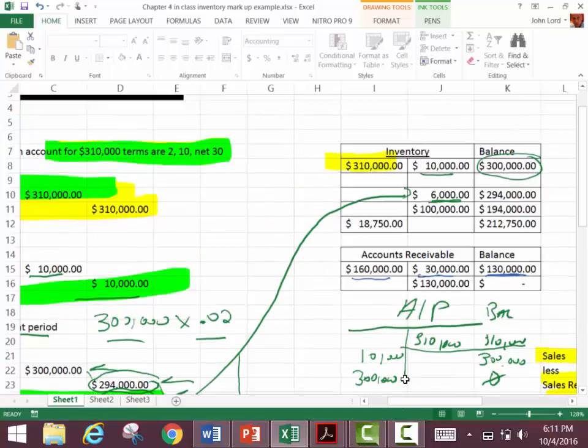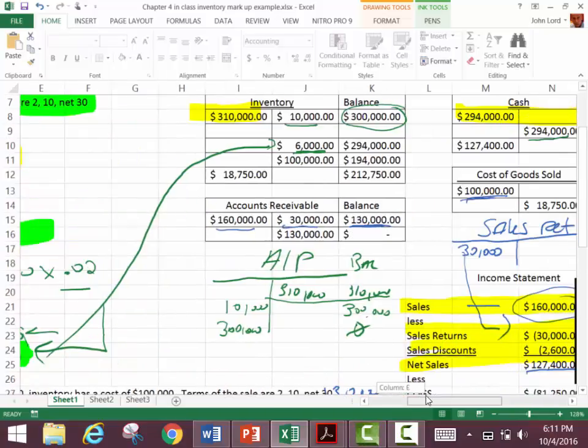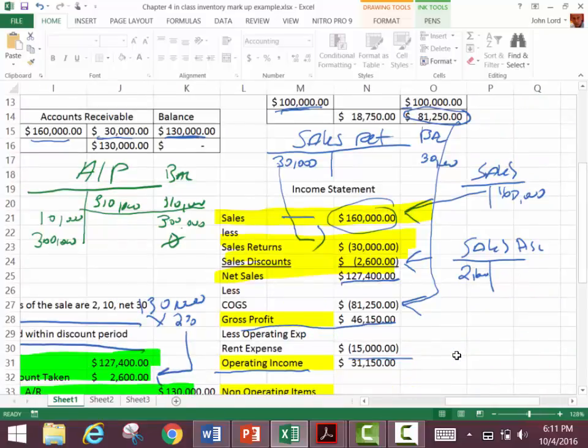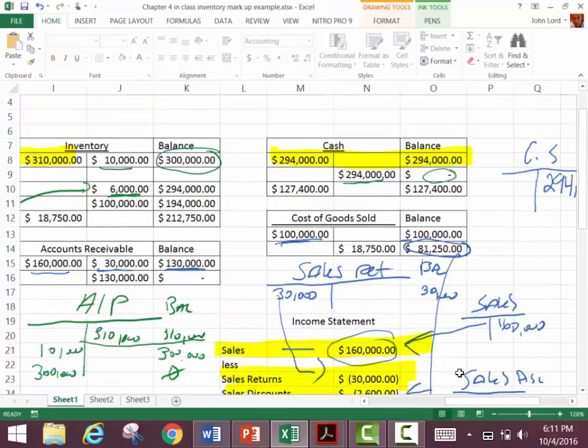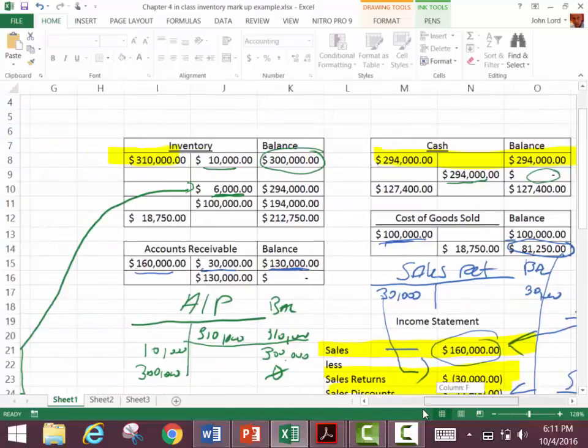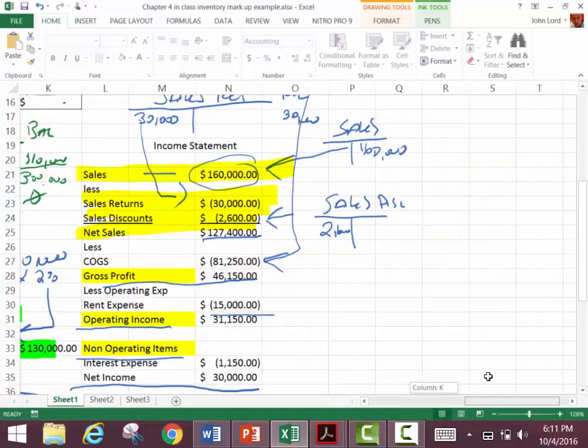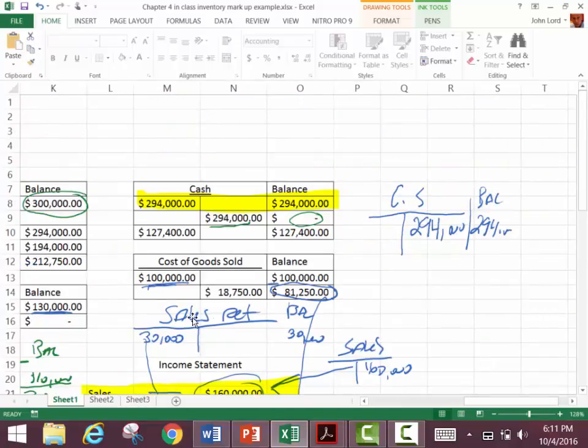Okay, so there's no cost on that now because we've had that item returned. I seem to be having trouble figuring out where I put everything today. Where'd my cost of goods sold go? There it is. And there's the credit to cost of goods sold, $18,750. So now our cost of goods sold has a balance of $81,250.